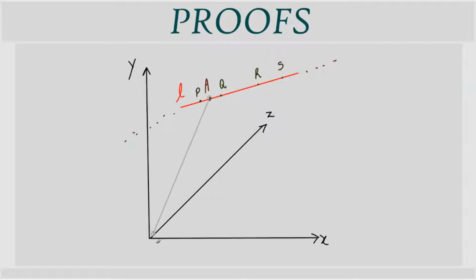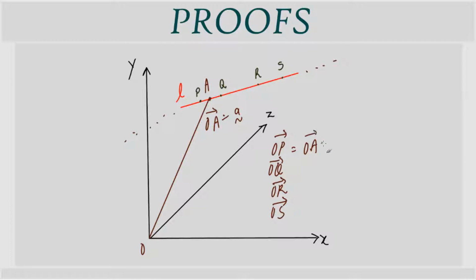Now we know that the position vector of the point A is equal to OA, or small a with tilde below. Using this point A, we can define the position vectors of other points along the line. So using P, Q, R, and S, we have OP, OQ, OR, and OS. We have OP is equal to OA plus AP. It gets really repetitive, but I'll show you why later. So OQ is equal to OA plus AQ.